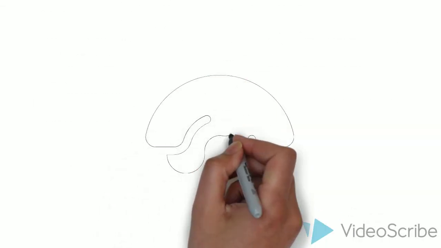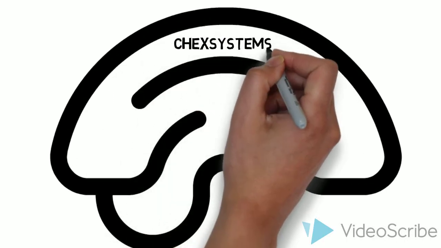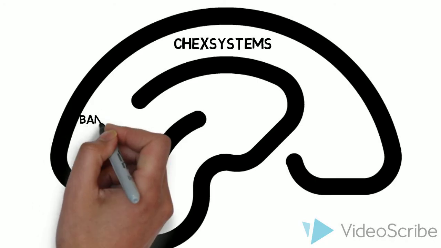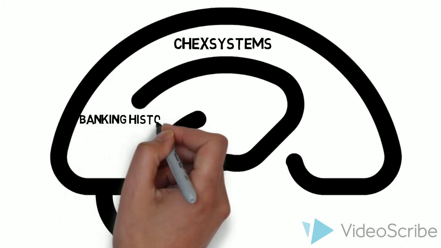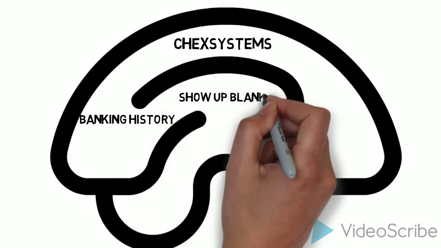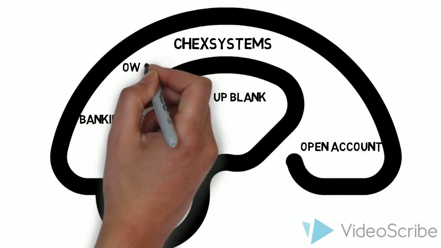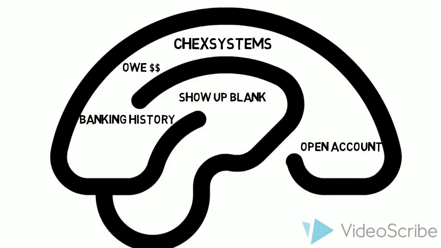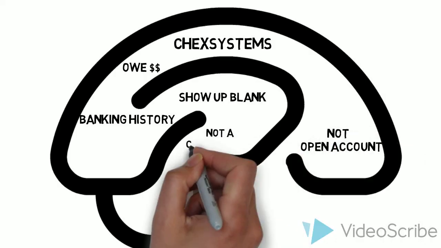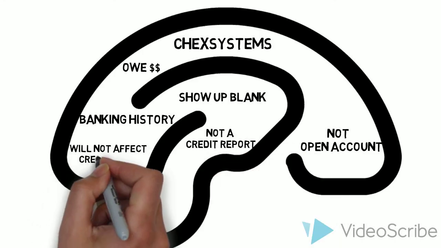Finally, there is one more thing to keep in mind when opening a checking account. All banks will run something called the check systems. This is basically a report that shows your previous banking history. If you've never had an account before, then it will show up blank and the bank will have no issues opening an account for you. But if you owe money to other banks, then the bank that pulls this report will see that and may choose not to open an account for you. This is not a credit report, however, so your credit score will not be affected by this report.